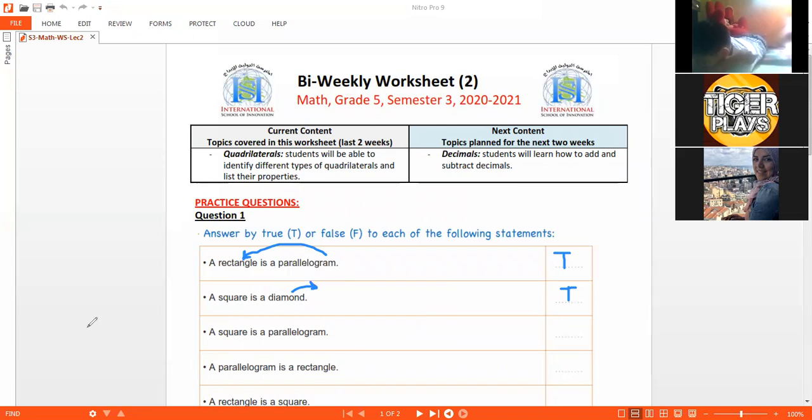Okay, let us now continue. Plus 4 right angles. Very good. So a square is a rhombus plus 4 right angles.